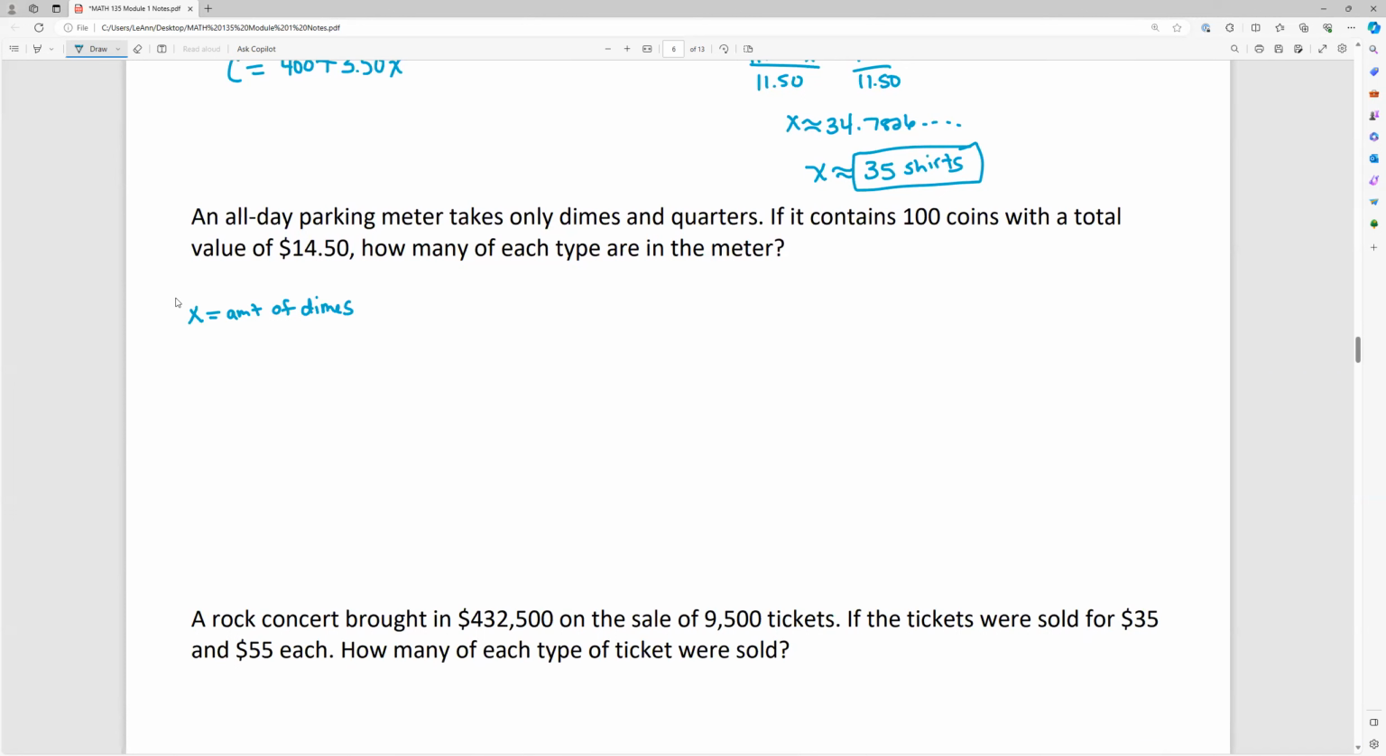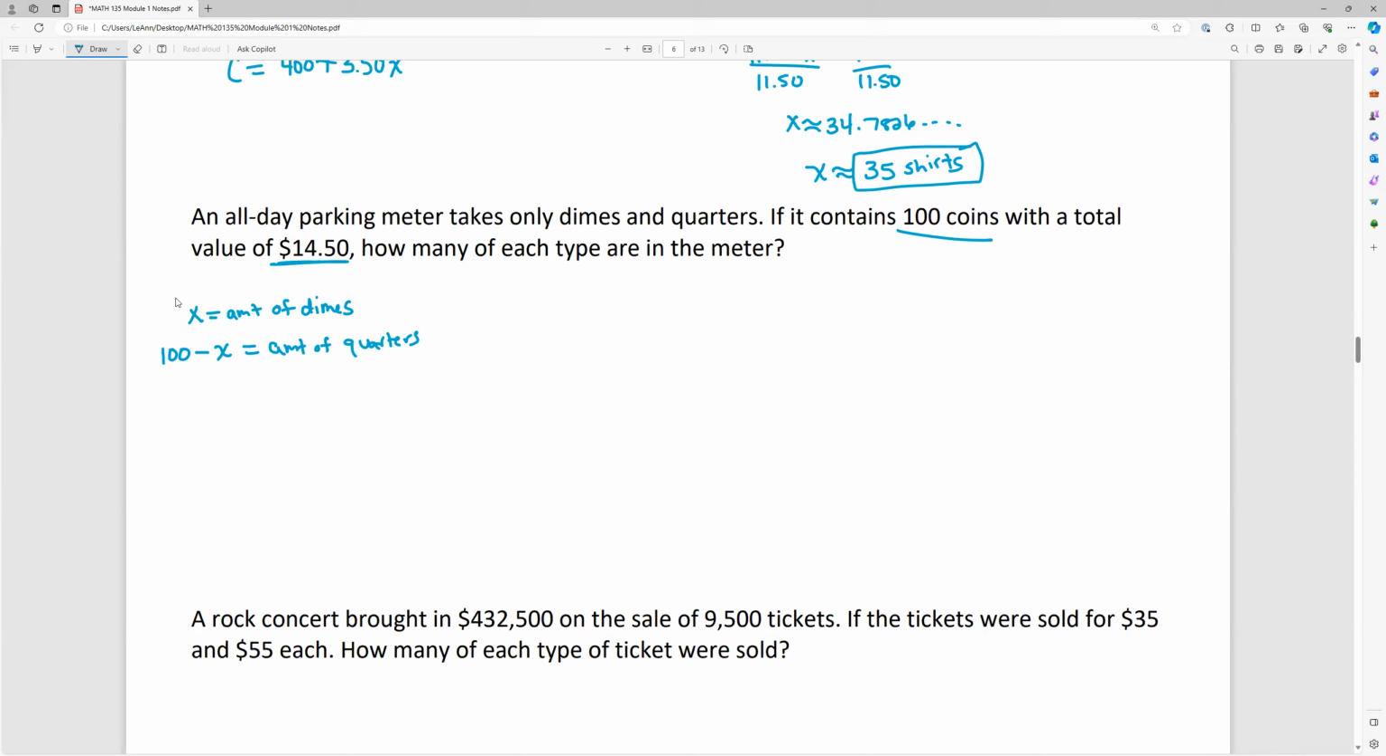So we don't really want to call the quarters Y because we don't really know how to handle that yet in our class. But we can write that we had 100 coins minus the number of dimes, because you only have dimes and quarters. That's going to be the amount of quarters. So if I have 50 dimes, I'm going to have 50 quarters. If I have 10 dimes, I'm going to have 90 quarters, okay? Because it has to add up to that 100 coins.